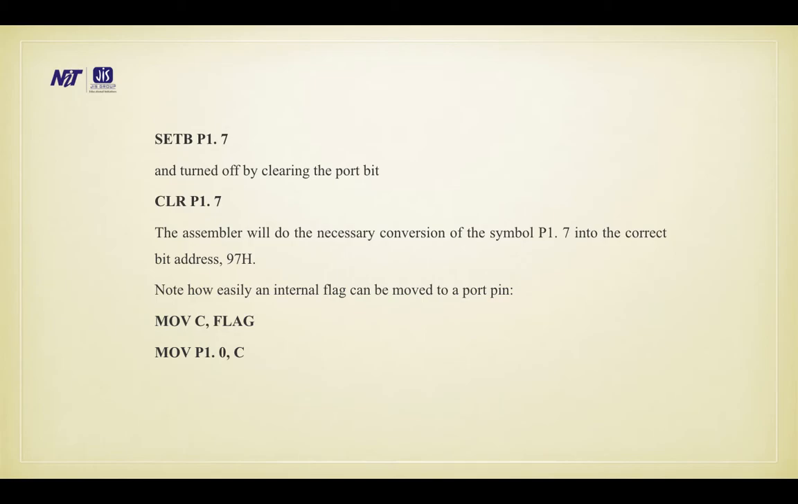The port can be turned on by setting P1.7 and turned off by clearing the port bit: CLR P1.7, it is port 1 bit 7. The assembler will do the necessary conversion of the symbol P1.7 into the correct bit address, 97H.